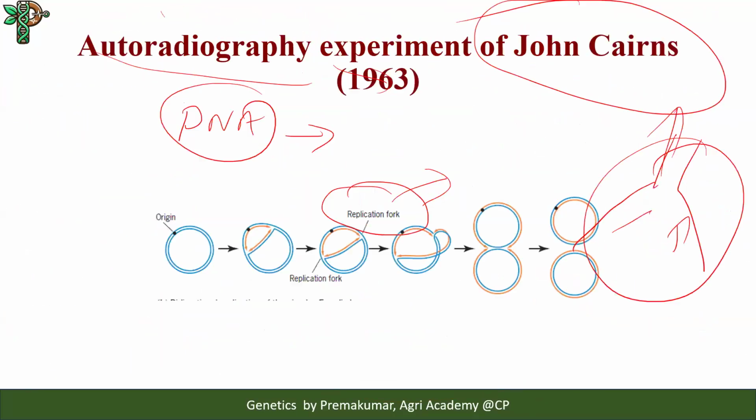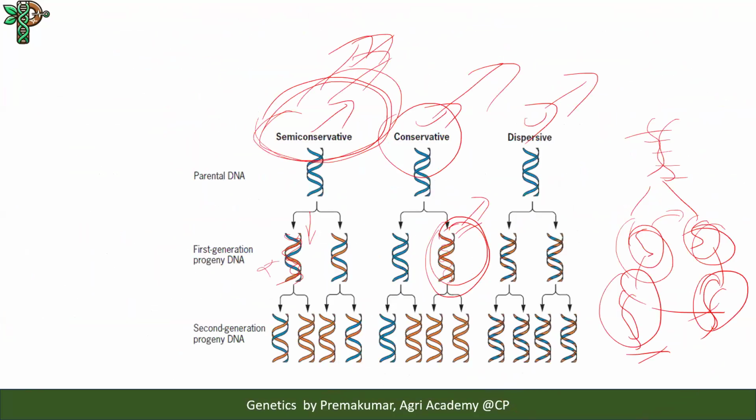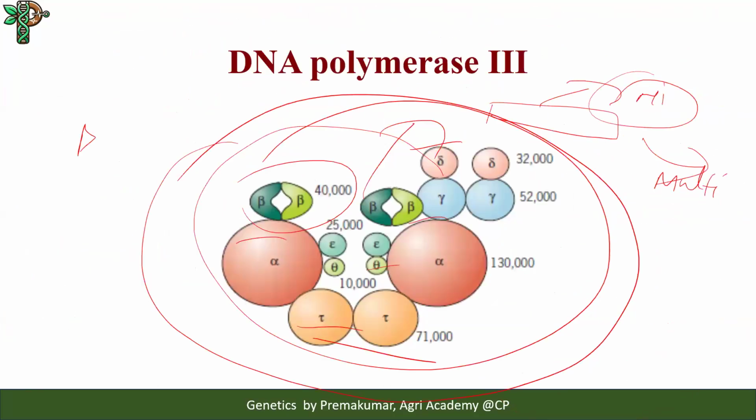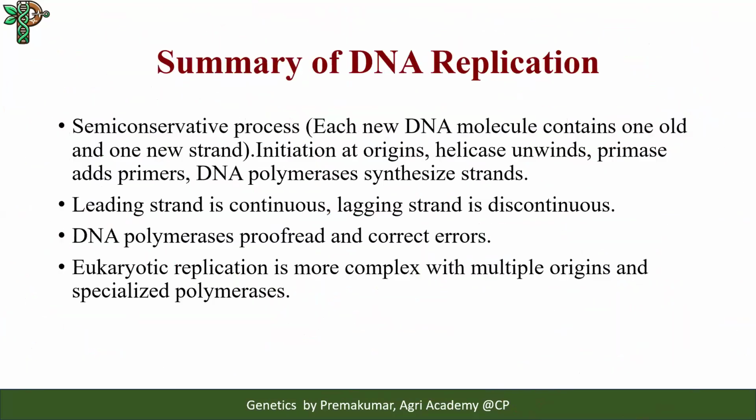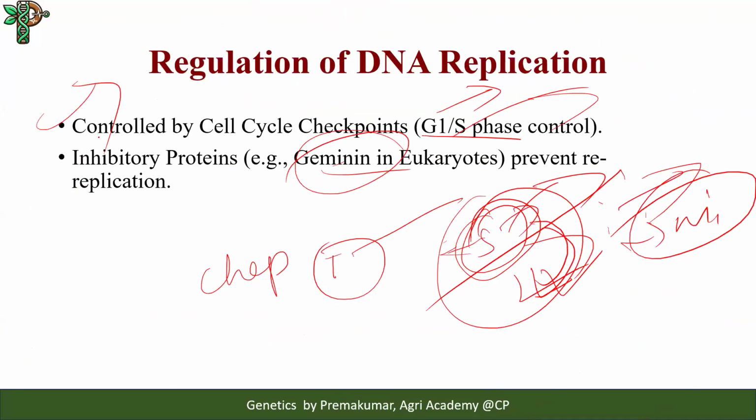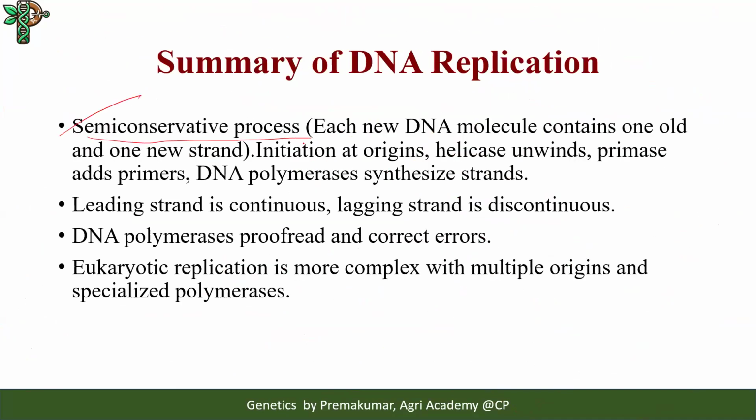Then, in summary, DNA replication occurs in a semi-conservative process, as we have discussed, which means each DNA molecule contains one old strand and one new strand. Then it originates in specific regions like the ori region. Then helicase will unwind, primase will add primers, and DNA polymerase synthesizes the strands.